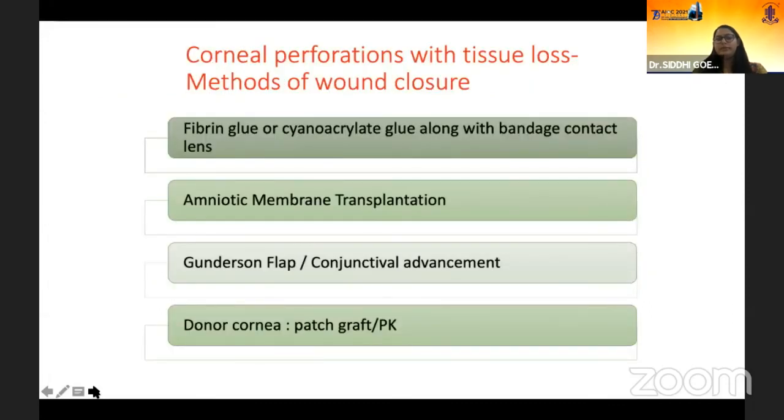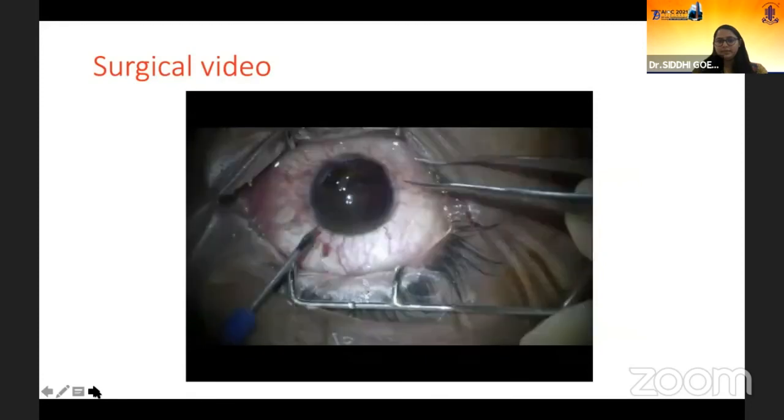Now, for management of corneal perforations with tissue loss, the methods of wound closure can be with the help of fibrin glue or a cyanoacrylate glue. I'll just sum up. Amniotic membrane transplantation, a Gundersen flap, or a donor cornea can also be used. I'll skip the surgical video.